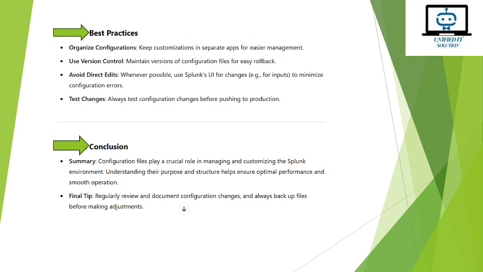Version controlling, like whenever you are making any change to the configuration file, make sure you manage its backup for your rollback situation. Avoid direct edits. Whenever possible, use the Splunk UI for changes, because human error is most common. We press an unnecessary key and it gets stored in the file, and you will start getting into trouble. So instead of this, most of the inputs are available through the UI, so make sure you update through the UI to minimize configuration errors.